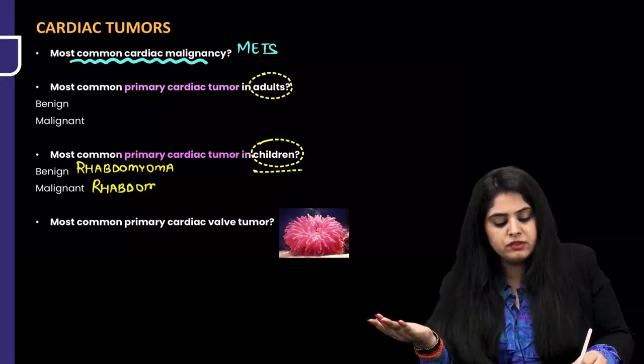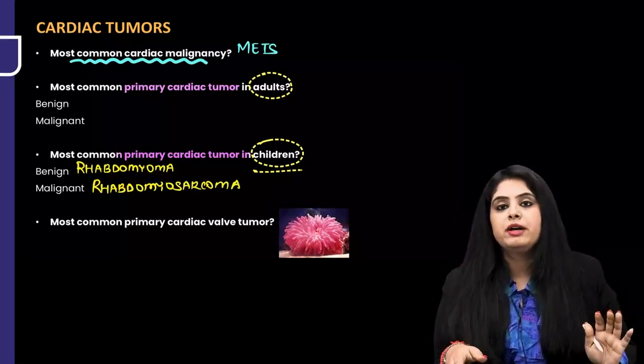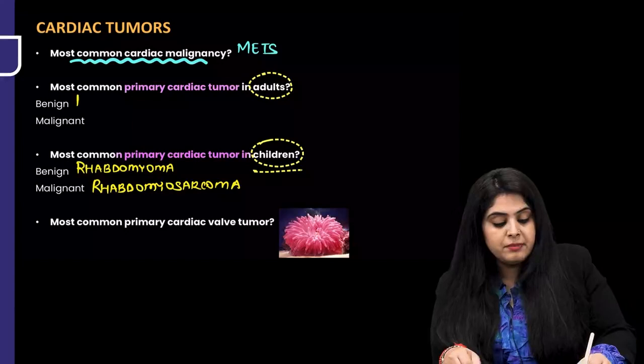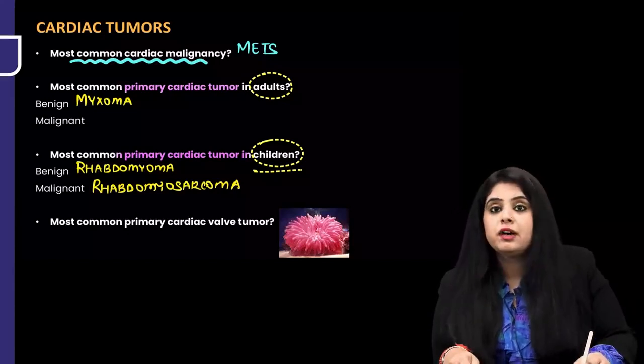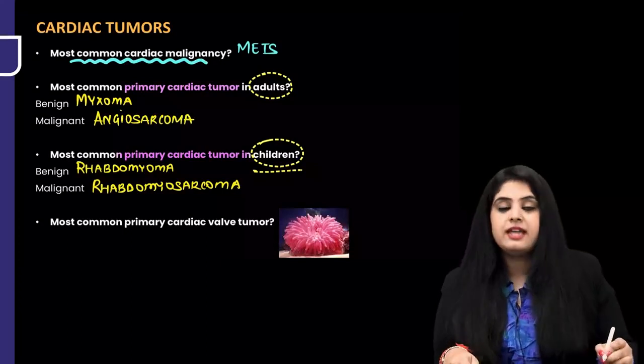So in children, there is no problem. In children, the benign tumor is rhabdomyoma and the malignant is rhabdomyosarcoma. Myoma, myosarcoma. Simple. In adults, the benign tumor is myxoma, but the malignant tumor, as we go forward, is not myxosarcoma. That is different. Adults is a little more complicated. So the malignant tumor is going to be angiosarcoma.